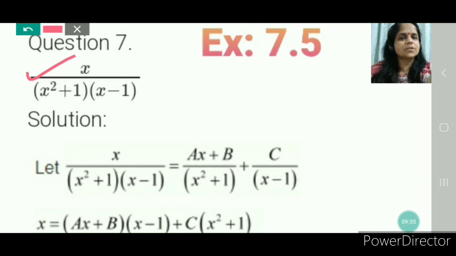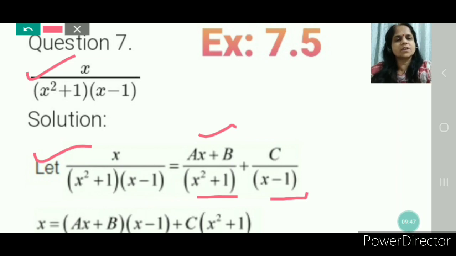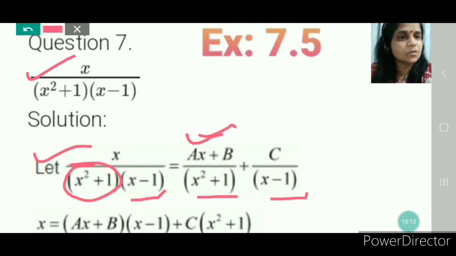So students, for this question you have to take the partial fraction as (ax plus b) by (x square plus 1) plus c by (x minus 1). Whenever it is x square plus 1, or x square plus 2, or ax square, then always you have to take ax plus b. Otherwise you can take a by (x minus 1) and (bx plus c) by (x square plus 1). The factors may be interchanged, no issue. But here x square plus 1 would always be in the denominator of ax plus b or bx plus c.